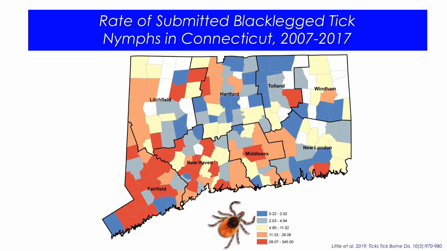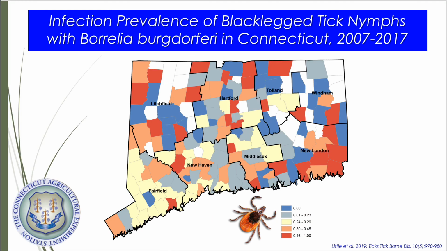At the town scale, we found evidence of spatial clustering for the rate of submitted black-legged ticks. The majority, 81% of submitted black-legged ticks, were from Fairfield and New Haven counties. However, prevalence of infection with Lyme disease pathogen in black-legged ticks was higher in more rural counties.